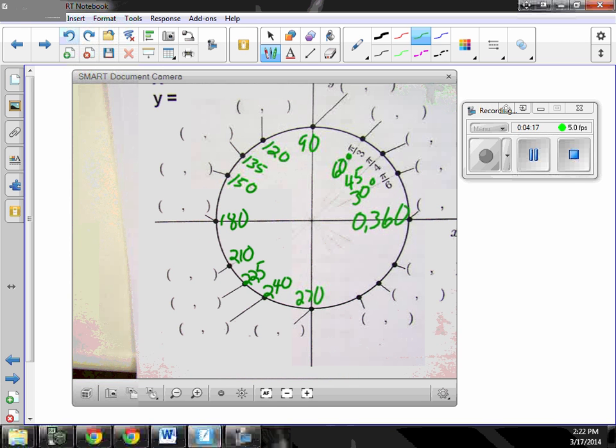What are the three angles in quadrant 4? 300, 315, and 330.